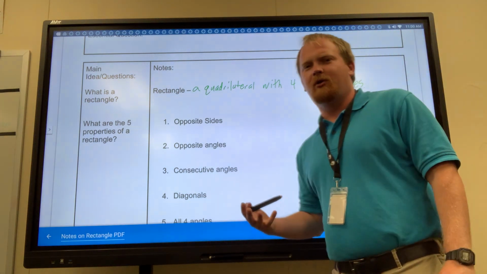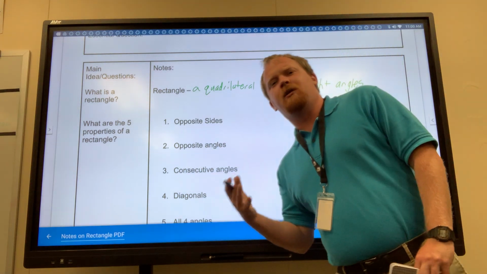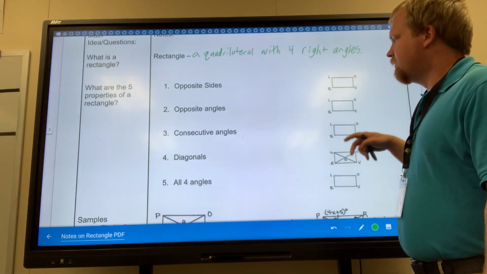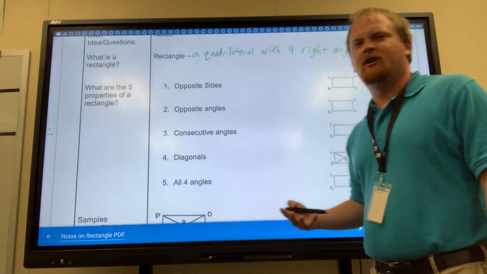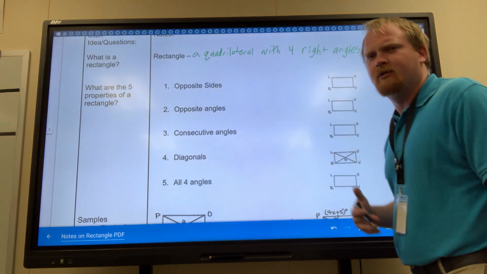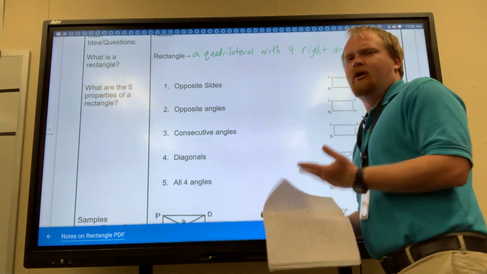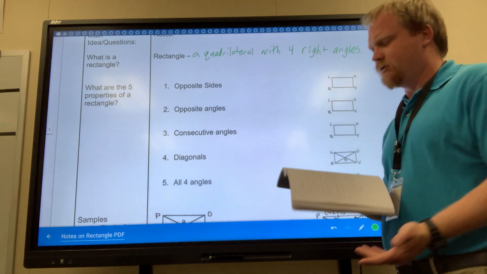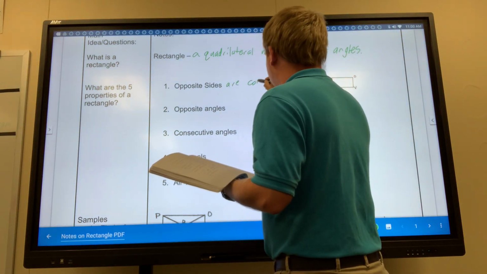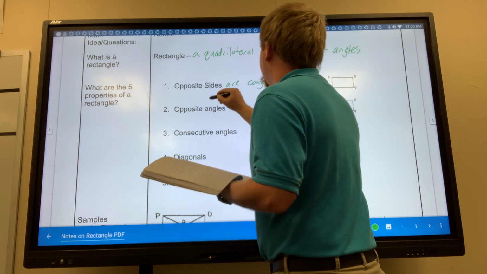Now, there are different properties that we actually kind of know and are just starting to know. But there are also different properties that we haven't really discussed. And things may be a little bit different compared to a parallelogram. So these are the 5 properties that we have. Opposite sides. So what are opposite sides of rectangles? Well, opposite sides are both congruent and parallel.